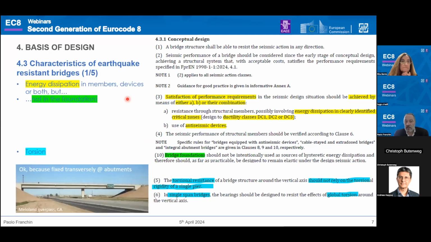A further important issue is the torsional resistance around the vertical axis, global torsional resistance. This was already in the first generation, so nothing new. One should not rely on the torsional rigidity of a single pier. So cases like this are okay, because of course you are fixed also at the abutments, but it could not be, let's say, sliding at the abutments. And if you have a single span bridge, you have to consider this phenomenon and the associated extra actions for the dimensioning of bearings, of course.